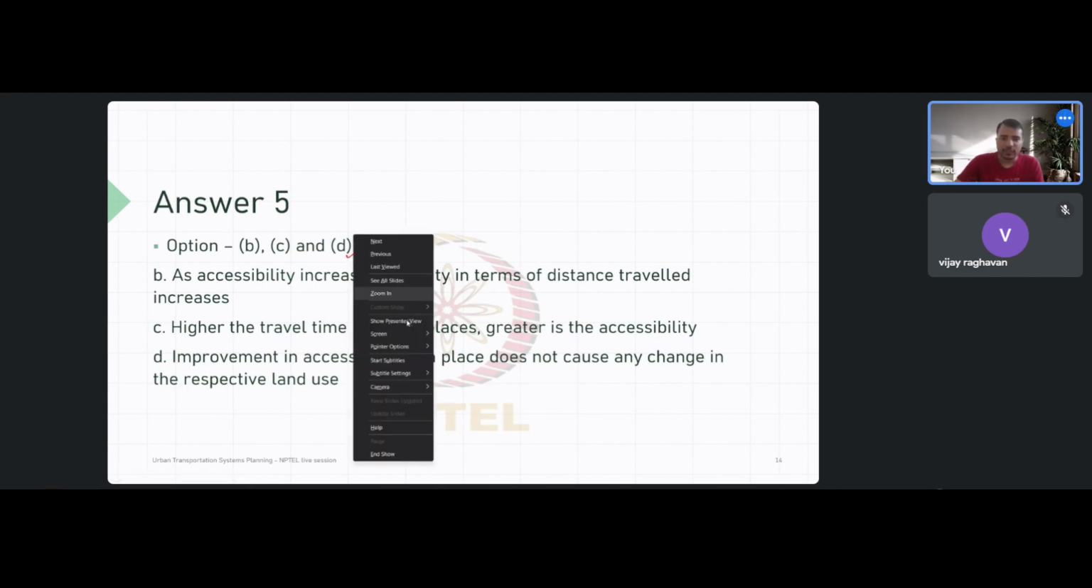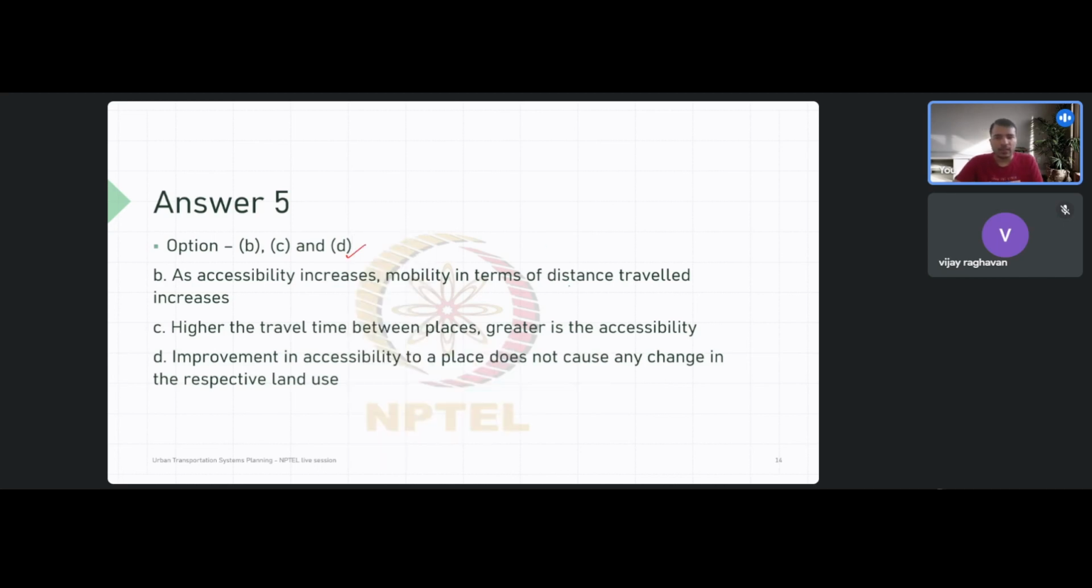So as accessibility will increase, mobility in terms of the distance travelled increases. So this was one of the options. Then, higher the travel time between the places, greater is the accessibility. So no, this is not, because it will be lower. We can change it. This also we can remove. Improvement in accessibility does not cause any change. So we can remove this. Does not, so it will cause change. So answer 5 was B, C, and D.